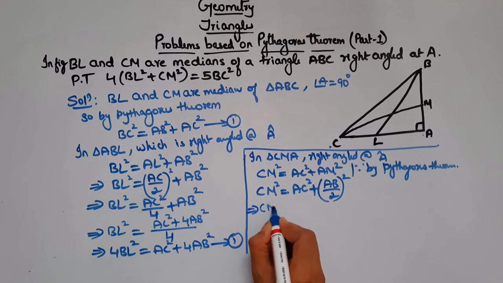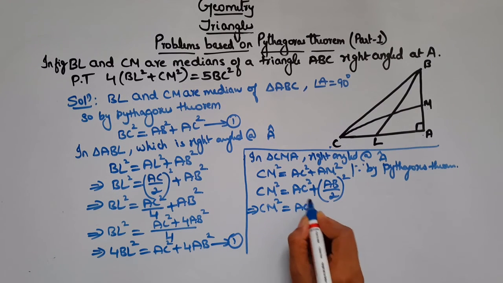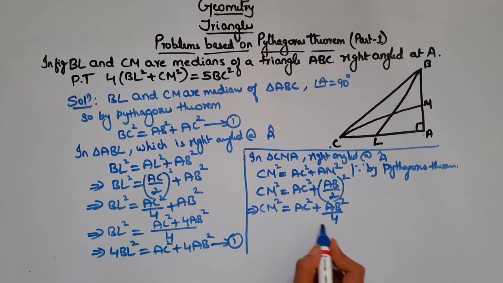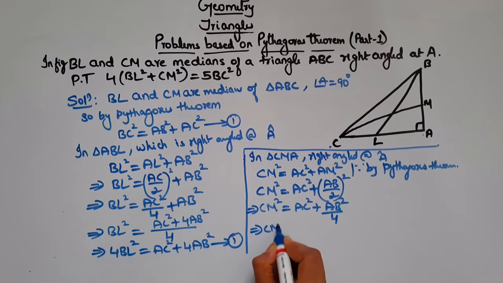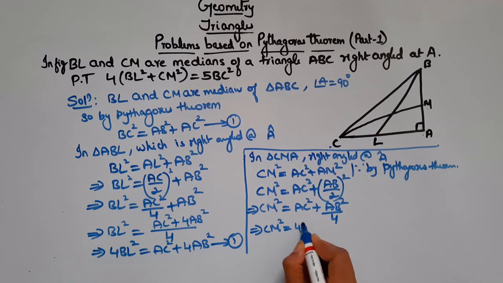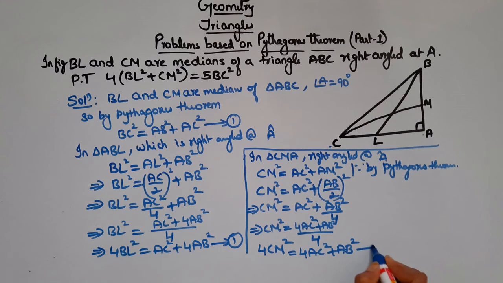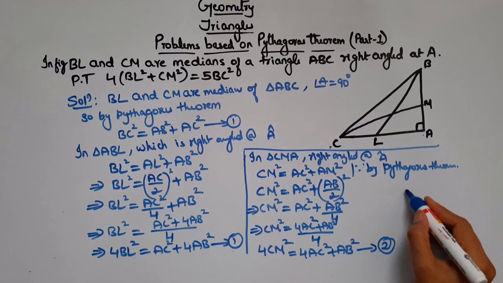So this implies CM square is equal to AC square plus AB square by 4. We will take LCM in the same way. So CM square is equal to 4AC square plus AB square by 4, right? So when we cross multiply, this will be 4CM square, which is equal to 4AC square plus AB square. So now let's take this equation as 2. So let me continue here.